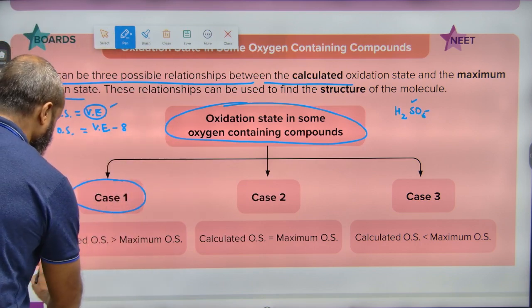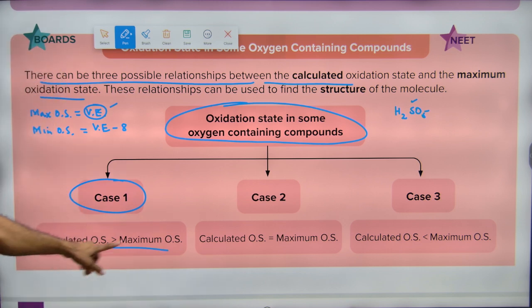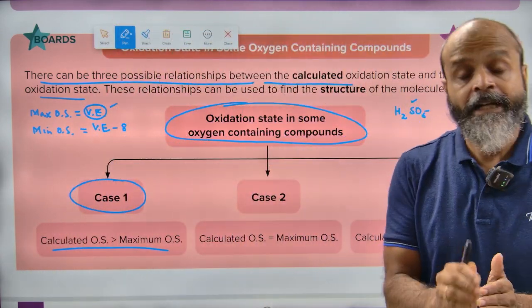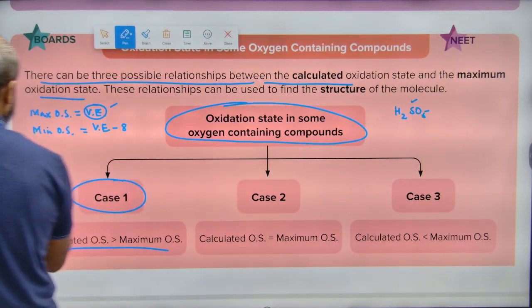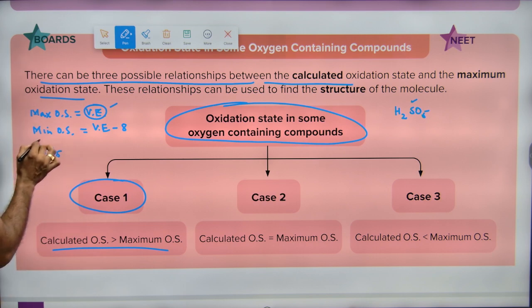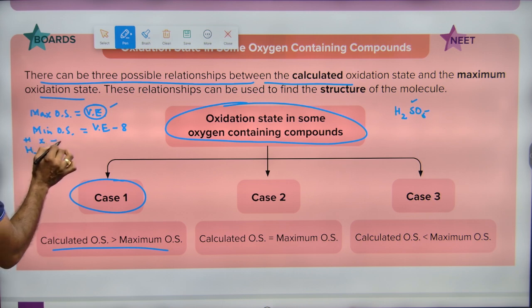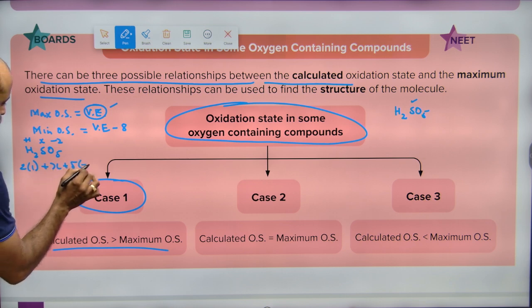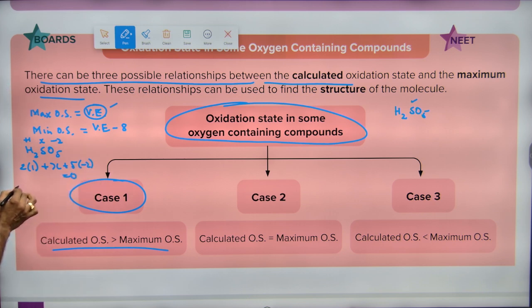So case 1 is where the calculated oxidation state is greater than the maximum oxidation state. For example, in H2SO5, let's say we have X here, we have obviously plus 1 for hydrogen and minus 2 for oxygen. So it will be 2 into 1 plus X plus 5 into minus 2, which gives us 0. That is 2 plus X minus 10 equals 0, that is X minus 8 equals 0. So X is how much? Plus 8. So what is the calculated oxidation state here?